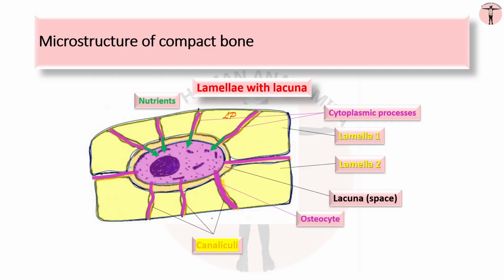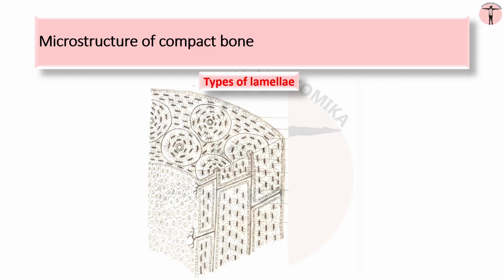Nutrients are brought to the osteocytes. Gaseous exchange takes place between the blood and cells. Metabolic wastes are removed from the osteocytes. Some of the canaliculi open into Haversian canals of the osteon and marrow cavities of the bone. Lamellae are arranged as follows.